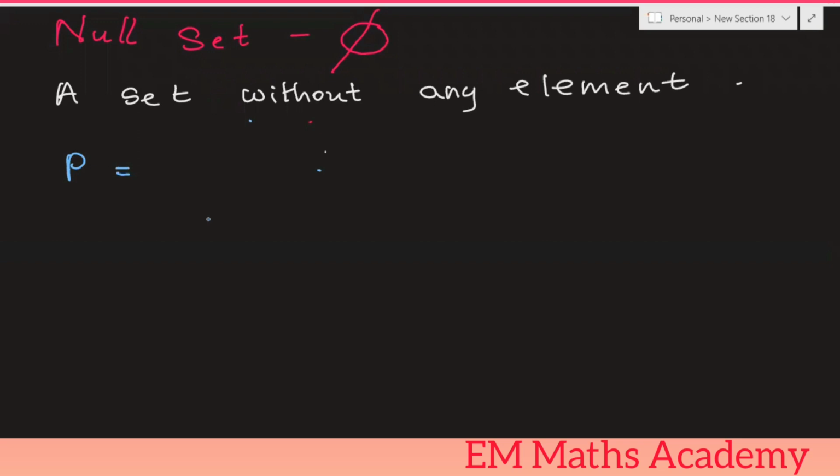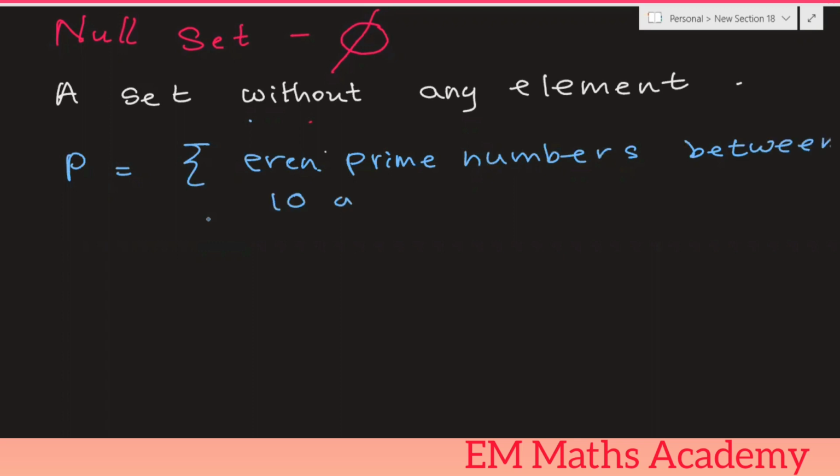P is even prime numbers between 10 and 20. Between 10 and 20 there are prime numbers. Are there even prime numbers? No.